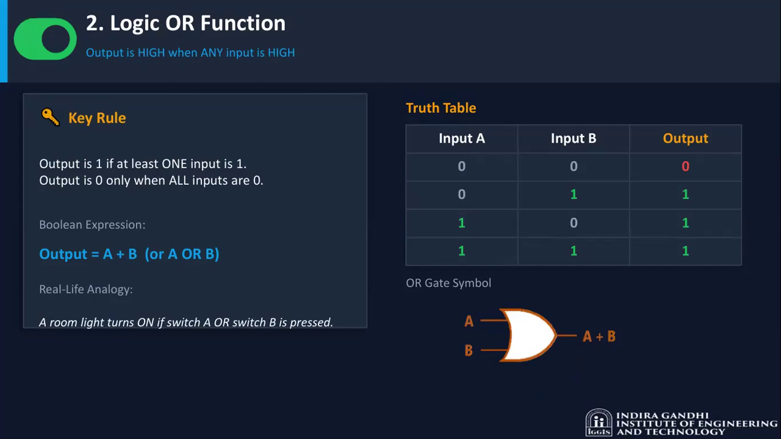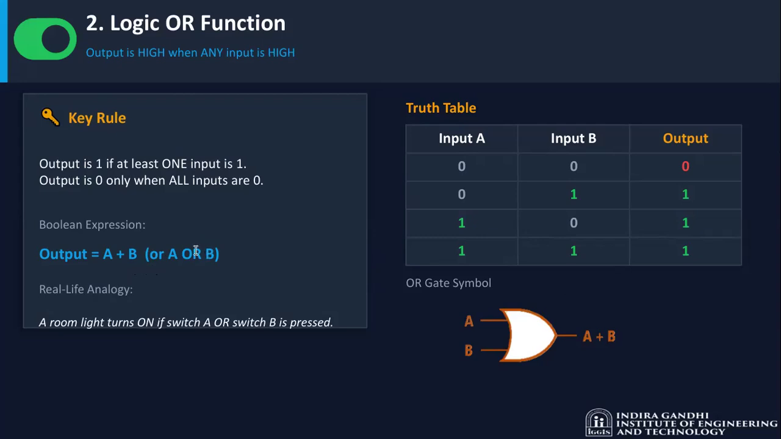The next one is the logical OR gate. The symbol of the logical OR gate is here. We give two inputs, input A and input B, and the output is A plus B. So we write this as A plus B, not addition like in maths, but it is an OR operation. So we can say A plus B or A or B.